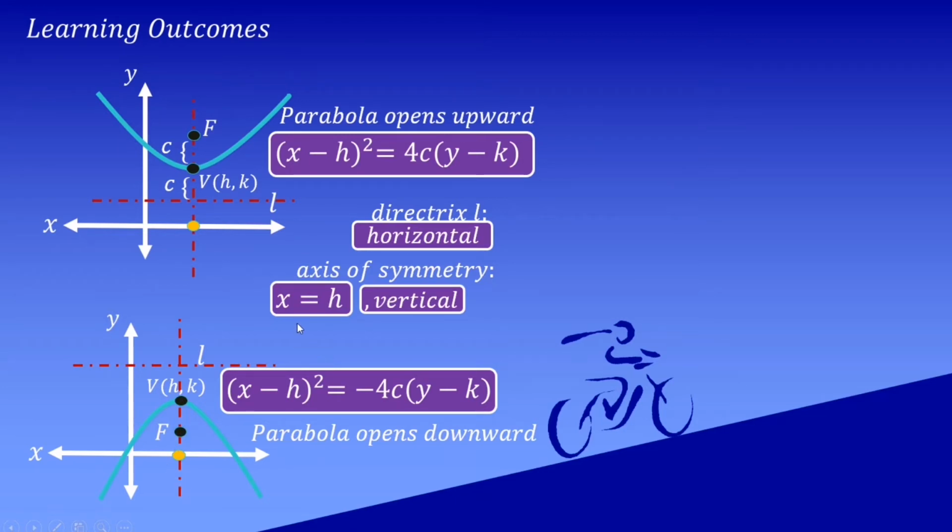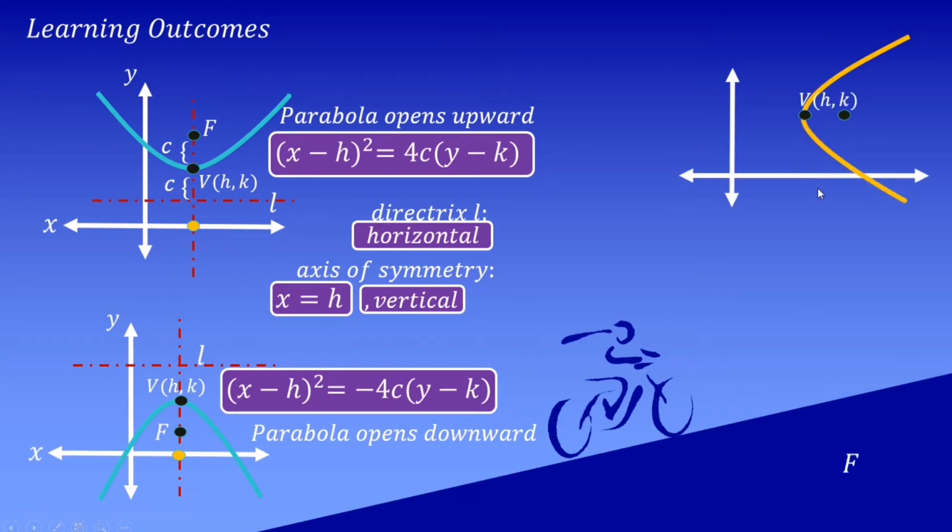So kung titingnan natin yung kaibahan nito, same with the x squared part. So x, we have the exponent of 2. It's the same whether the parabola opens upward or opens downward. Ang kaibahan lang dito, positive 4c here, and we have negative 4c. Kapag positive, the parabola opens upward. Pag negative, the parabola opens downward.